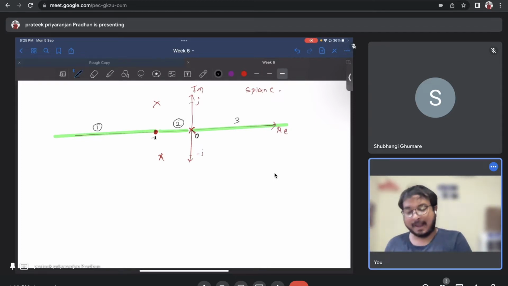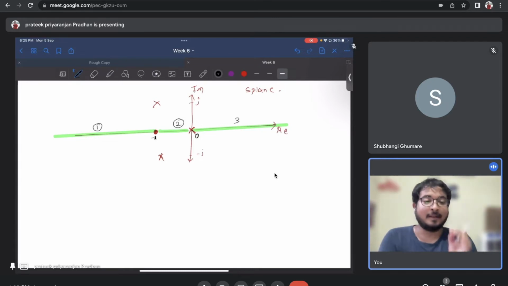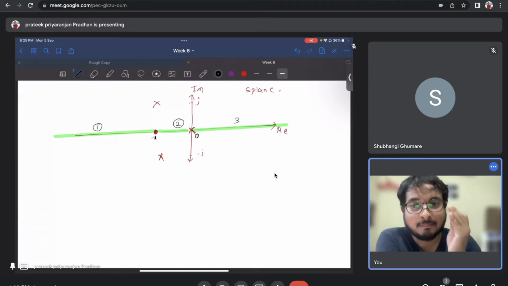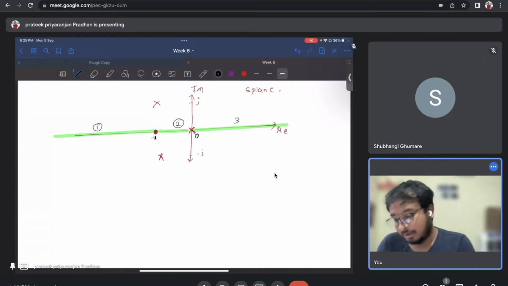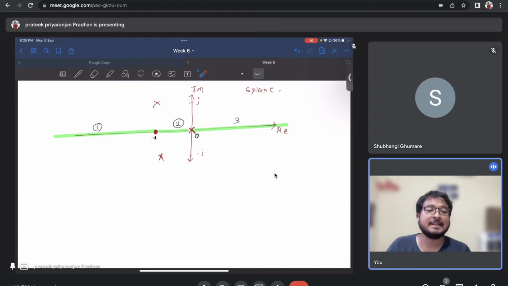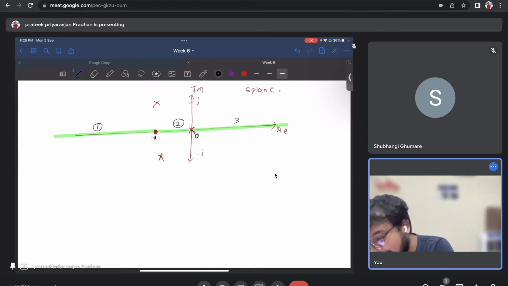So according to our second step, the sum of the number of poles and zeros on the right hand side must be odd. When I take any point in region 1, I have 2 number of poles and zeros on its right hand side, this 0 and this pole. That's why this region is not considered. This is not a part of the root locus.